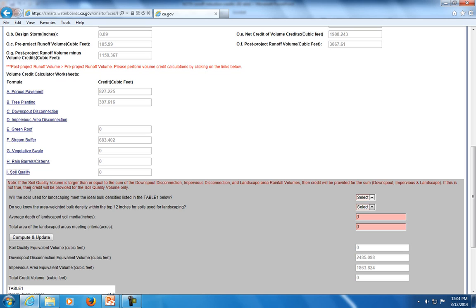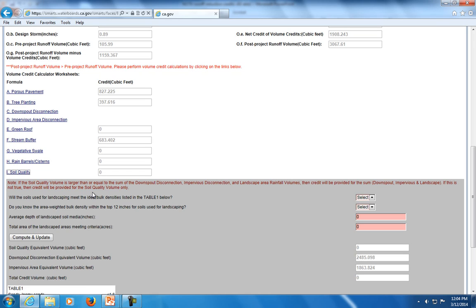So here's a red note. Let me just read this little note at the top because this is kind of important to go over, because the soil quality credit is really dependent on this interplay between these other elements here. So it says if the soil quality volume is larger than or equal to the sum of the downspout disconnection, impervious disconnection, and landscape area rainfall volumes, then the credit will be provided for the sum of all those three. And if that's not true, then the credit will be provided for just the soil quality volume.